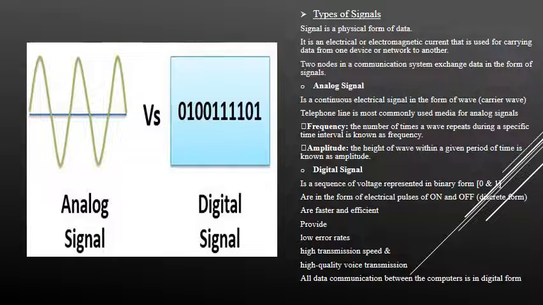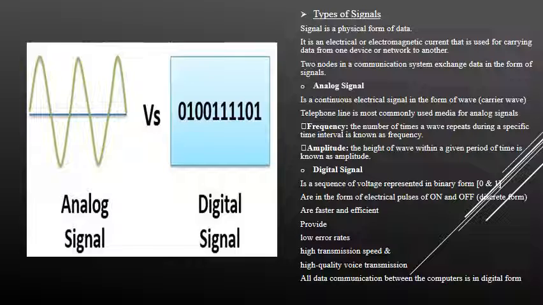Types of signals. A signal is a physical form of data. It is an electrical or electromagnetic current that is used for carrying data from one device or network to another. Two nodes in a communication system exchange data in the form of signals. Analog signal. It is a continuous electrical signal in the form of waves. Carrier waves. Telephone lines are the most commonly used media for analog signals.